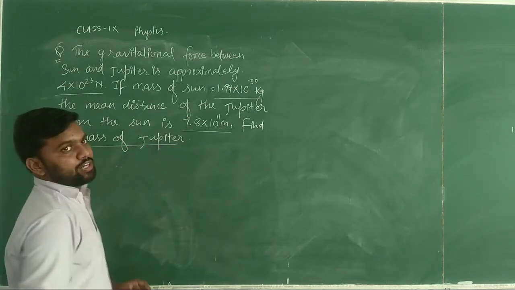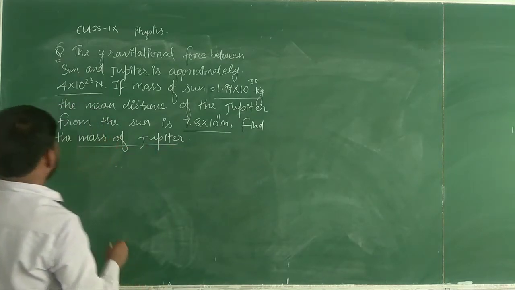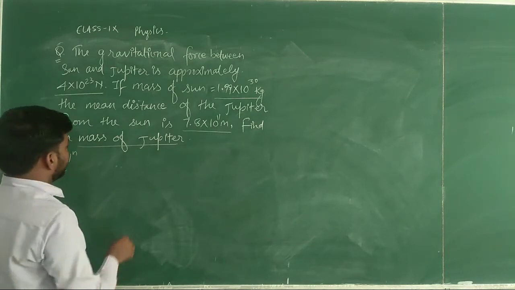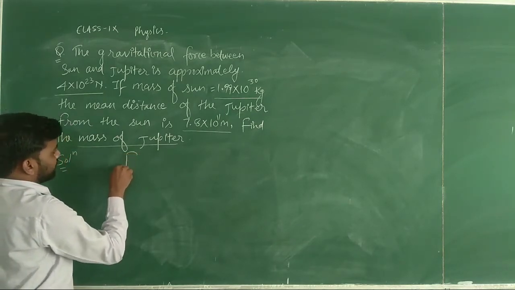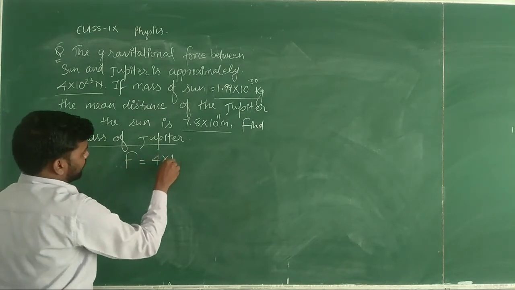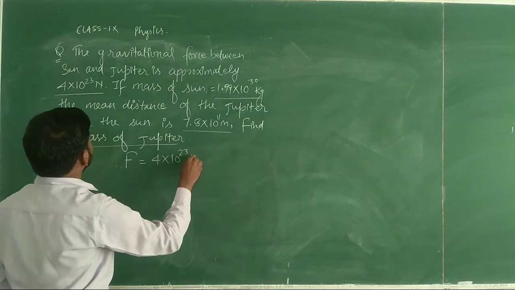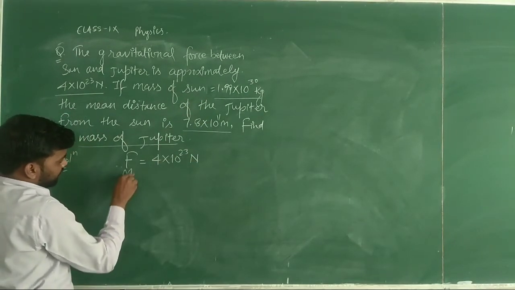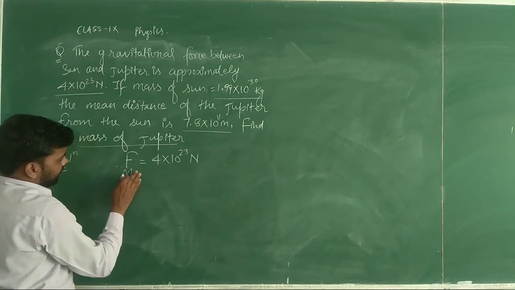We need to find out the mass of Jupiter. First of all, we will write the given terms. That is, given here the force between Jupiter and Sun is 4 into 10 to the power 23 Newton. And the mass of the Sun, we will represent it as Ms.